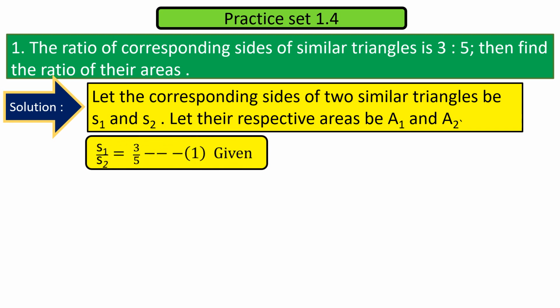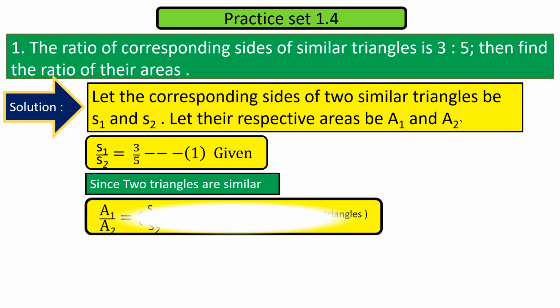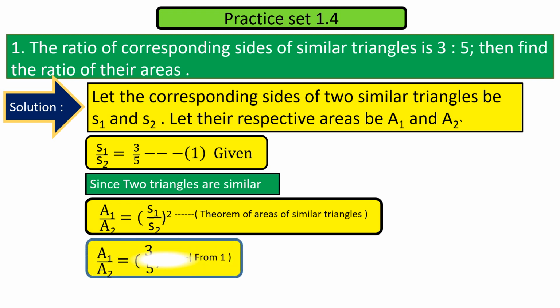And since the two triangles are similar, we'll be using the theorem of areas of similar triangles, that is A1 upon A2 is equals to S1 upon S2 the whole square. Since we know the value of S1 upon S2, we'll substitute that, that is 3/5. This will give me the ratio of areas of these two triangles, that is 9/25, and that is what I have to calculate.